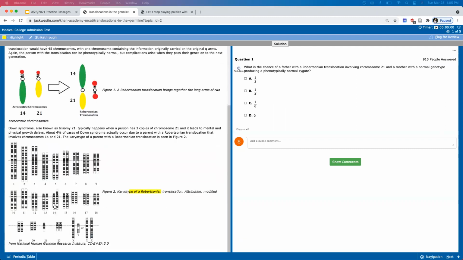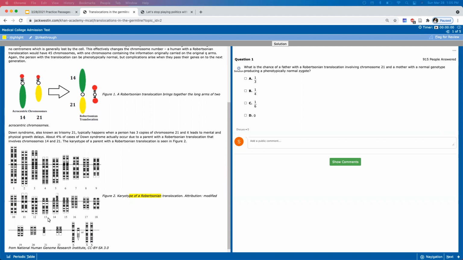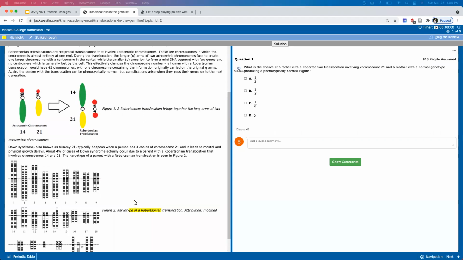So here, this is a karyotype of the translocation. We have 2 of the 14 and 1 21. So we have 3 different chromosomes, and what are the chances of having the phenotypically normal one? Does someone want to explain how they drew it out or got the answer? Okay, if not, I can draw it out real quick.